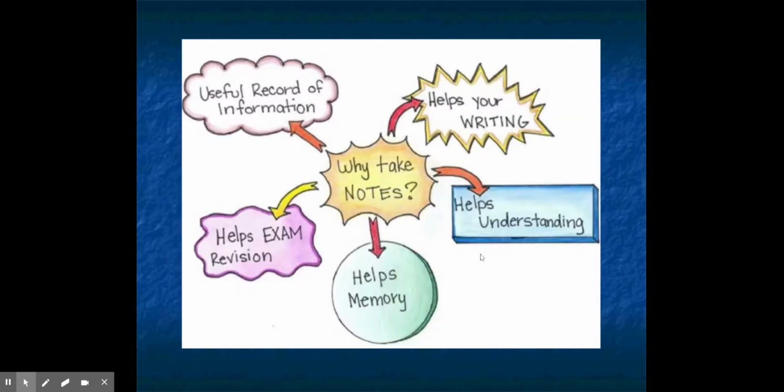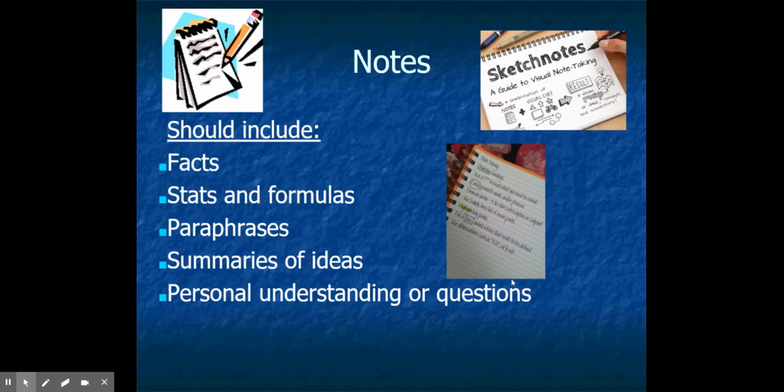Why take notes? Well, it's useful information to keep track of, helps you in understanding, helps you in writing, and it can improve your writing skills, helps with your memory. So these are memory joggers. A lot of these notes are to help you, and they can help you with exams because when we do get in class and we start having exams, I will give you the opportunity to have an open journal or open notebook during the test or quiz.